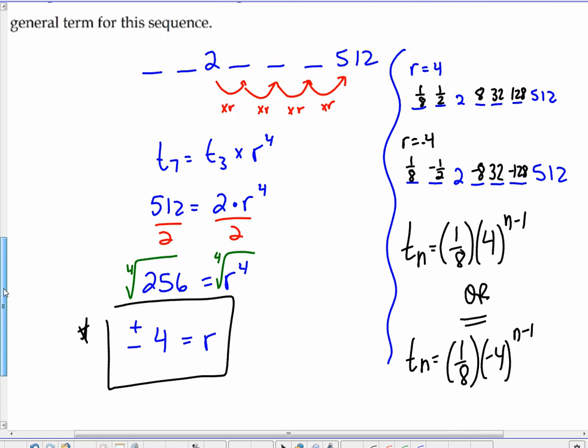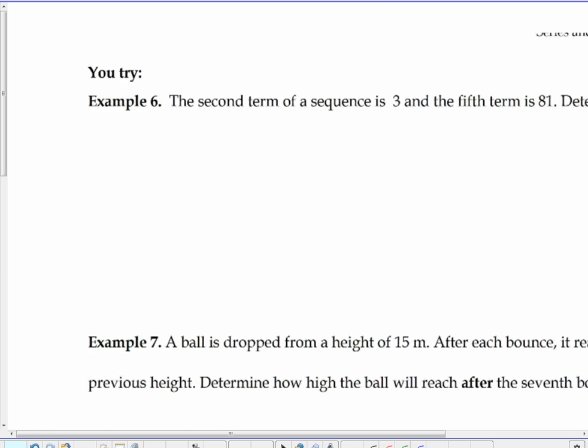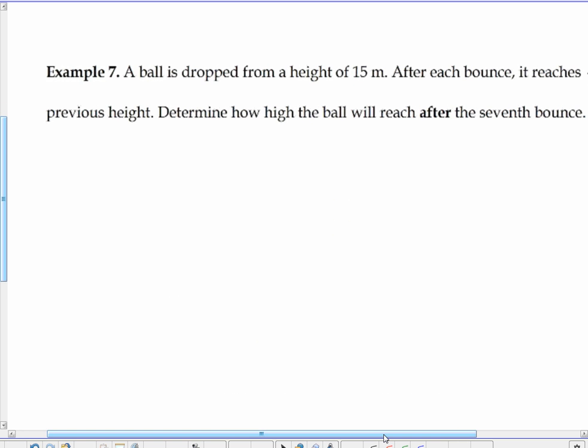Okay. All right, number 6 is just like the problem we looked at. Let's look at number 7. Okay, a ball is dropped from a height of 15 meters. Did you do the ball question? No. Okay. Star this. It's very important.